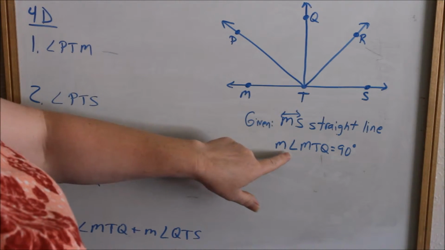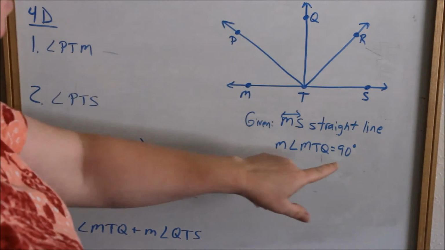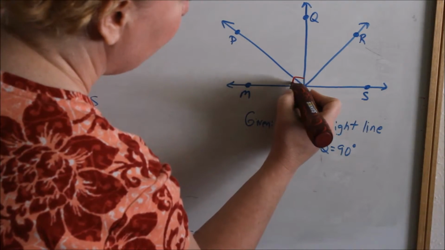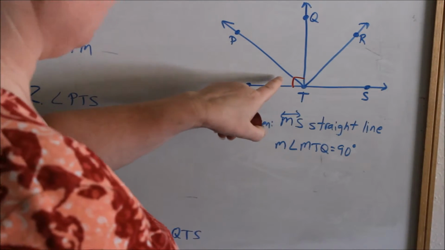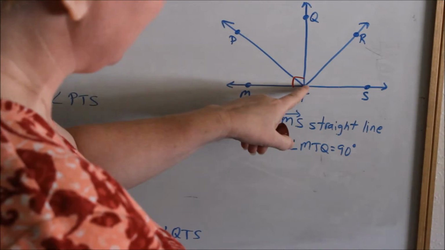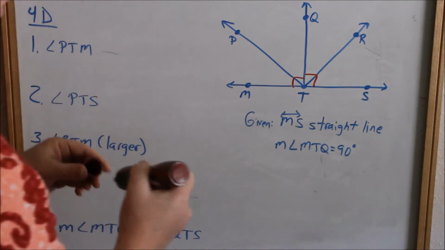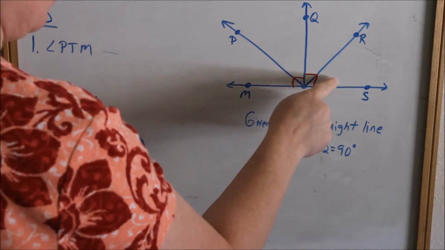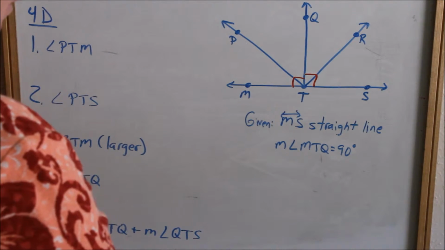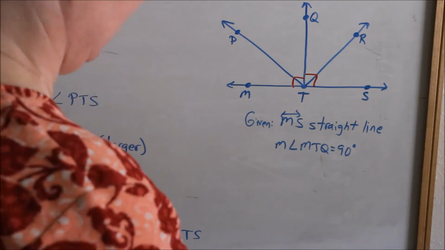Then the given tells us the measure of MTQ, so you follow the letters MTQ, is 90 degrees. I always recommend you mark that in your picture. So MTQ, that angle right there is 90 degrees. And if we know that MS is a straight line, then we also know that QTS is also 90 degrees, because 90 plus 90 is 180. And both of those angles have to add up to the straight line of MS of 180 degrees. So if you have a perpendicular angle here, then the other one is also perpendicular.